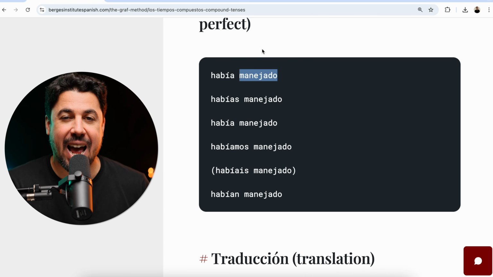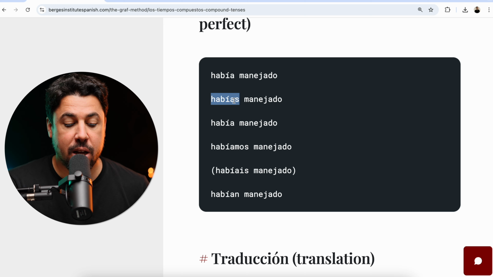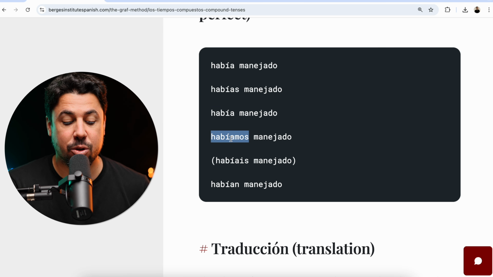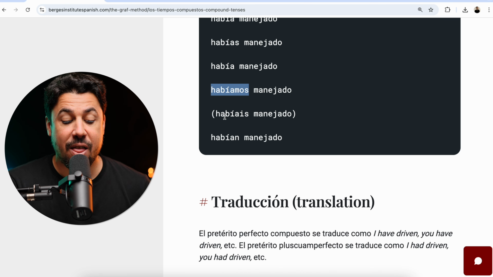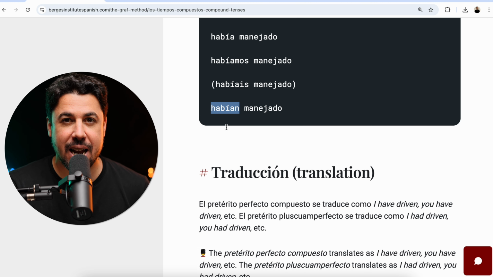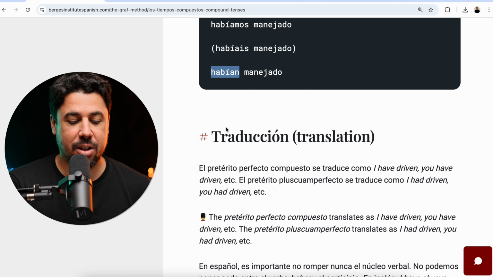So I had driven, había manejado. You had driven, habías manejado. He or she had driven, había manejado. We had driven, habíamos manejado. You all had driven, habíais manejado. They had driven, habían manejado.